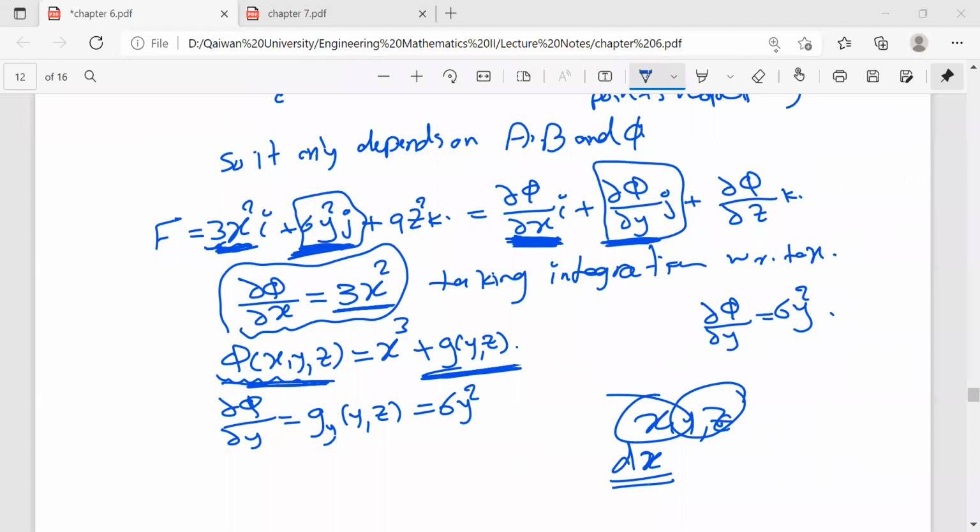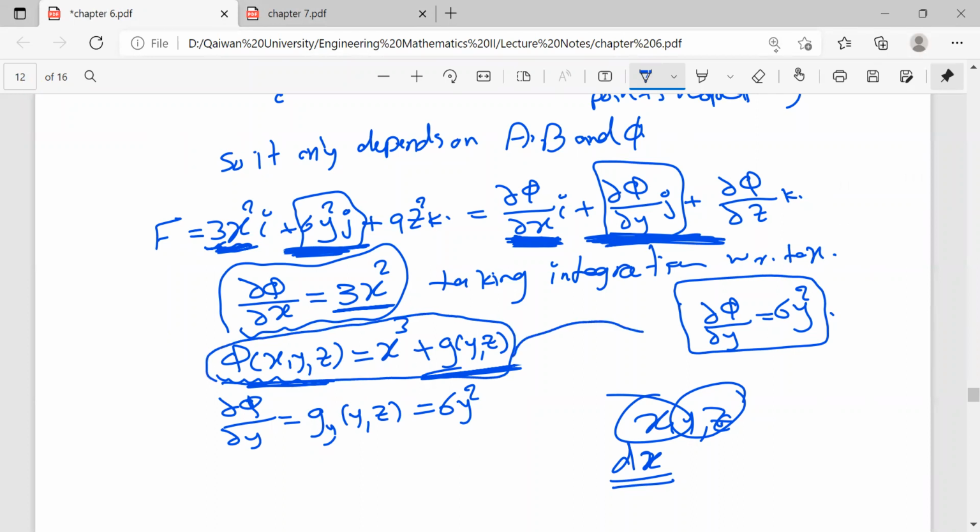Now, what we say? We take the second component here. The second component here is partial phi by partial y. And the second component here is 6y squared. So partial phi by partial y equals 6y squared. We need to find g of yz. Okay, how? This is phi of xyz.